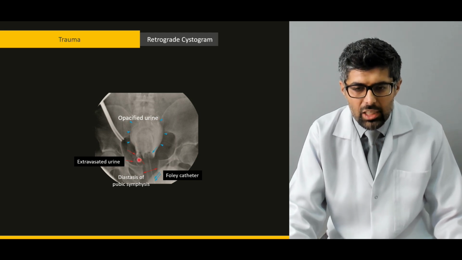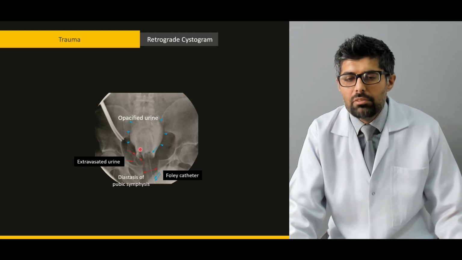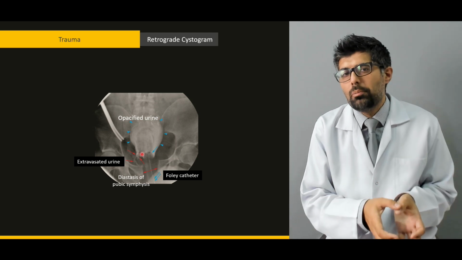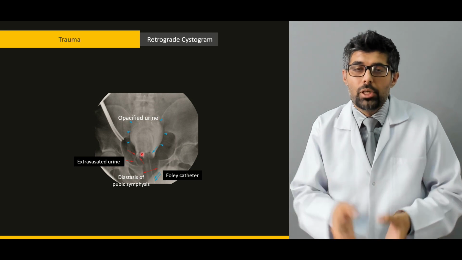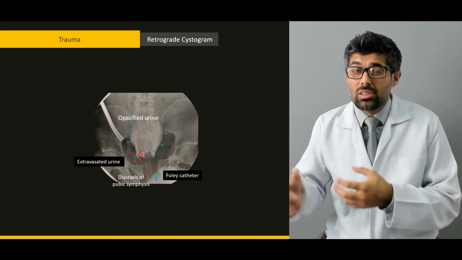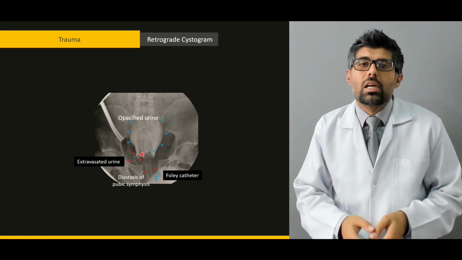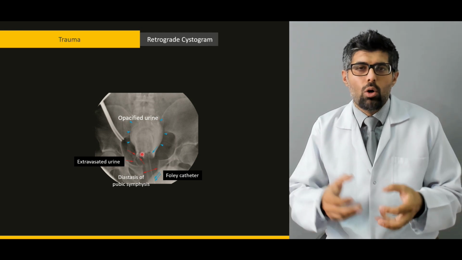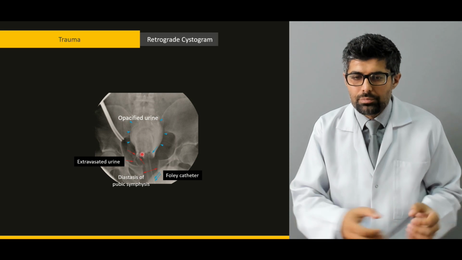But at this site, we can easily tell that there is extravasated urine, or the wall of the urinary bladder has ruptured. So, with a retrograde cystogram where the contrast medium is introduced via the Foley catheter, we can easily rule out if there is some kind of rupture or leakage of urine after the trauma.